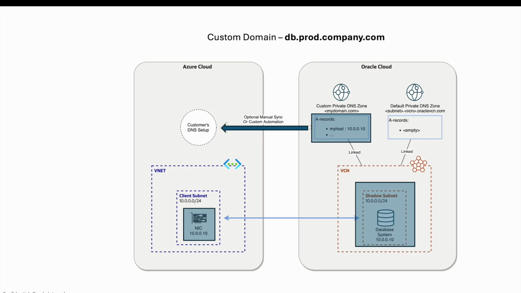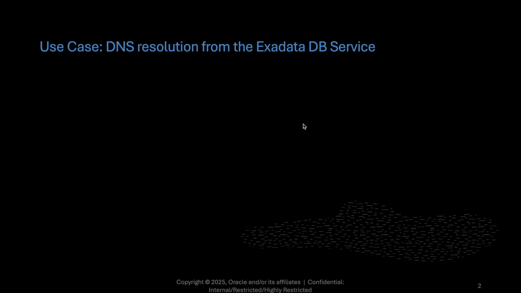inside your corporate DNS. Now, the last thing, let's discuss the DNS resolution options for Exadata DB service. Add entries to the host file. For small POC setups with one or two VM clusters, the quickest method is to add the required records to the host file on each VM in the cluster.